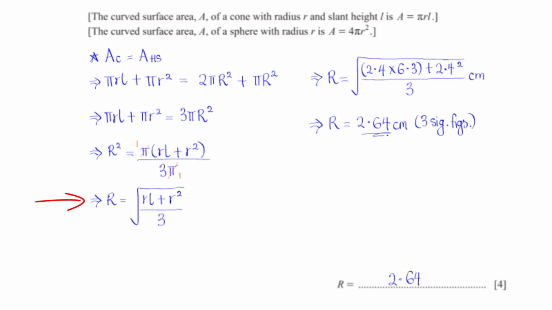So the small r is the radius of the cone, and that is 2.4 centimeters. L is the slant height of the cone, and that has been given as 6.3 centimeters. And so when we slot in all these values and type it into the calculator, we get the value of r as 2.64 centimeters, correct to 3 significant figures.